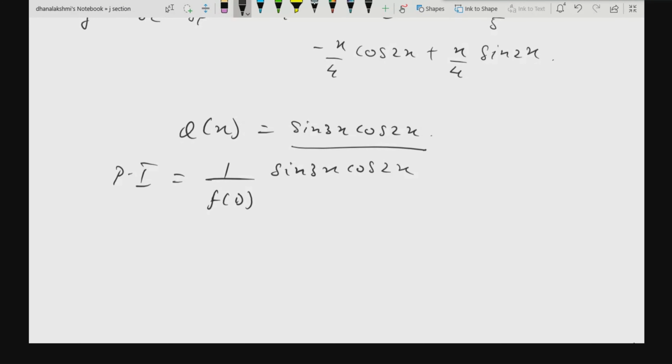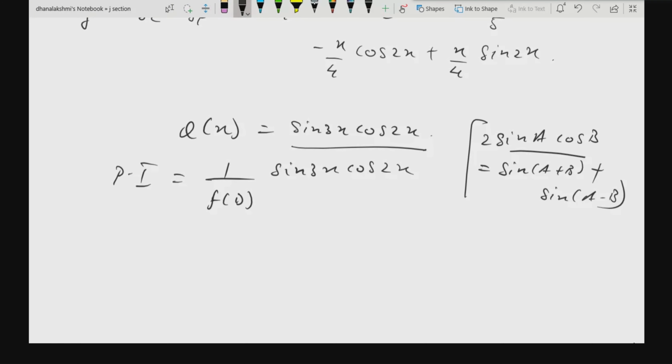Sin of a plus b plus sin of a minus b by 2. So you will apply the trigonometric function transformations. You know that 2 sin a cos b is given as sin a plus b plus sin a minus b. Is it correct? So you compare with this one, you have only sin a cos b.